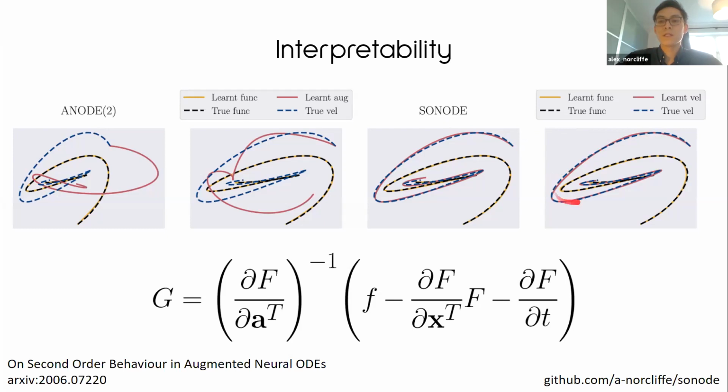We see that the learned velocity is the same as the true velocity, and that they have to learn the same thing. And so what does this mean? Well, if we were to use this for applications in the natural sciences or physics, for example, SONODE makes it reasonably easy to recover the force equation, because that's what it learns. It learns the acceleration. Whereas ANODE is learning this sort of coupling between real space and augmented space. And that does not make it as easy to recover that.